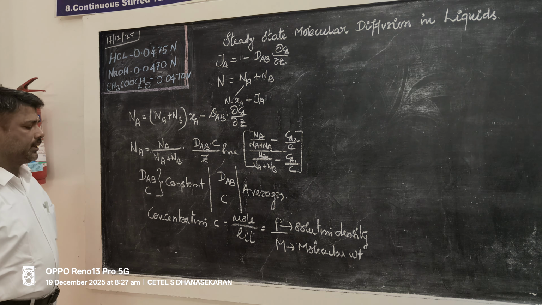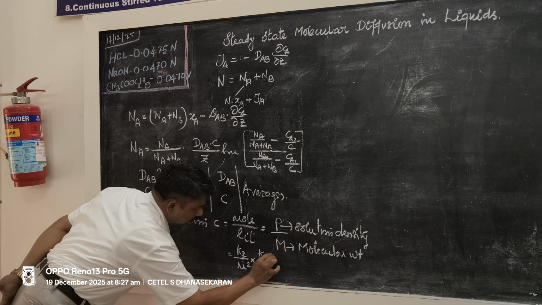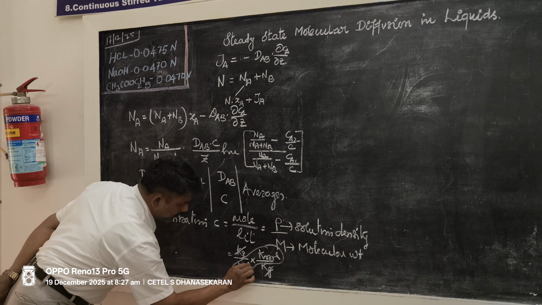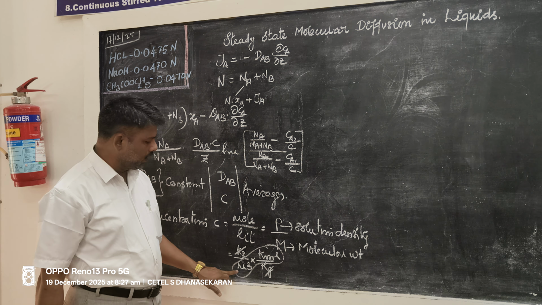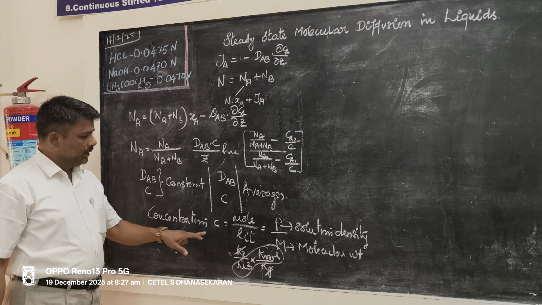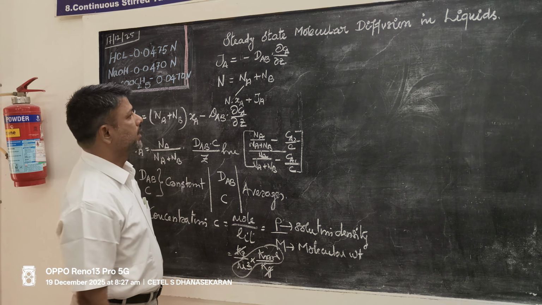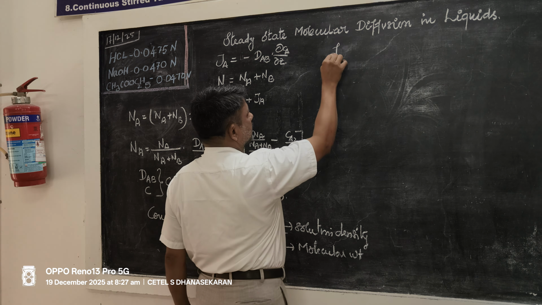What is the unit for density? Density is nothing but kg per meter cube. And what is the unit for molecular weight? Kg per kg mole. Kg gets cancelled. The remaining thing is kg per meter cube. Sorry, k moles per meter cube. Moles divided by volume of solution, liter. Again, same unit as concentration. Hence, I am going to replace C by rho divided by M. It should be an average value. Clear?